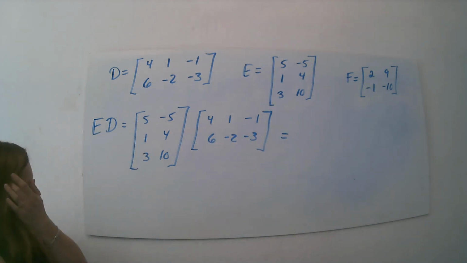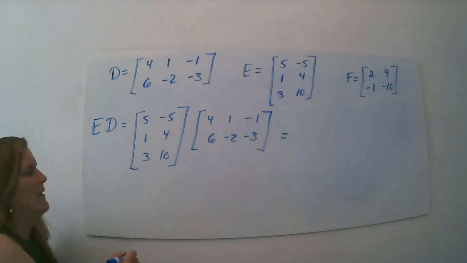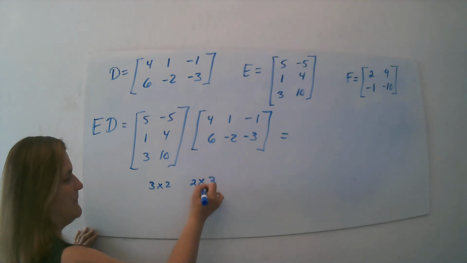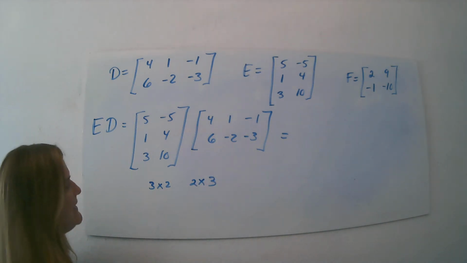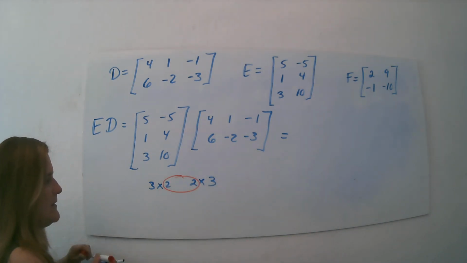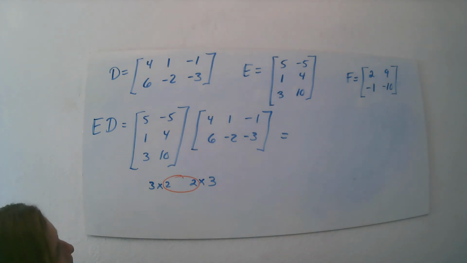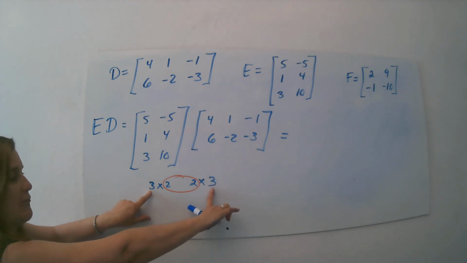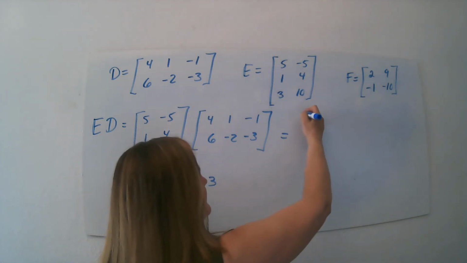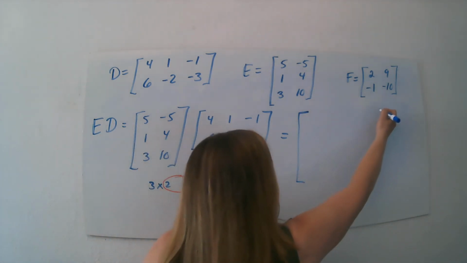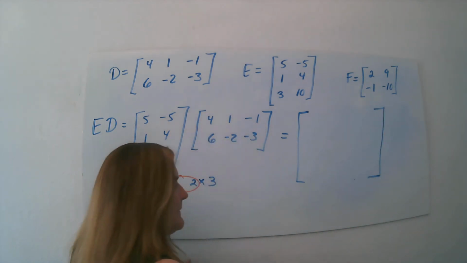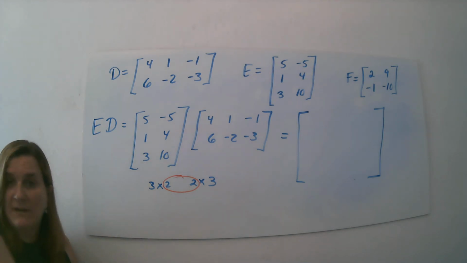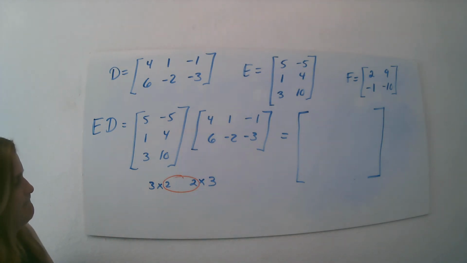And here we go. First, let's confirm that it's doable. We have a 3 by 2 multiplied by a 2 by 3. Notice these are a match. So the expectation is we can multiply them. And notice we will have a 3 by 3 as our result. I'm going to make that kind of big. So even the dimension of the product can be different if you commute the matrices.